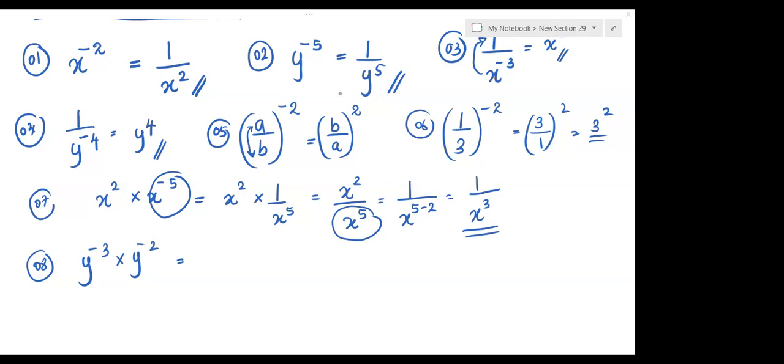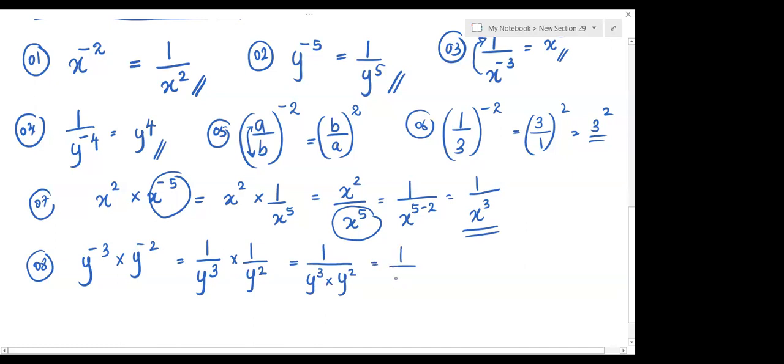Yes, here what is the answer? Now you can convert the negative index into positive index. It is y to the power of 3 times 1 upon y to the power of 2. Okay. And now here in the denominator, we can multiply y to the power of 3 times y to the power of 2. First of all, we convert the negative indices into positive indices. Okay. Then it is 1 upon y to the power of 5.